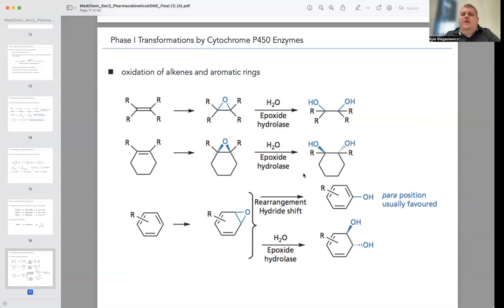Epoxide hydrolase opens it up. The rearrangement, right, that we all hold near and dear to our hearts, the NIH shift, is going to be important. And knowing that epoxide hydrolase can happen both on simple alkenes and also cycloalkenes, but then on top of that, it also can happen once you form that epoxide on an aromatic. All those are going to be really important.